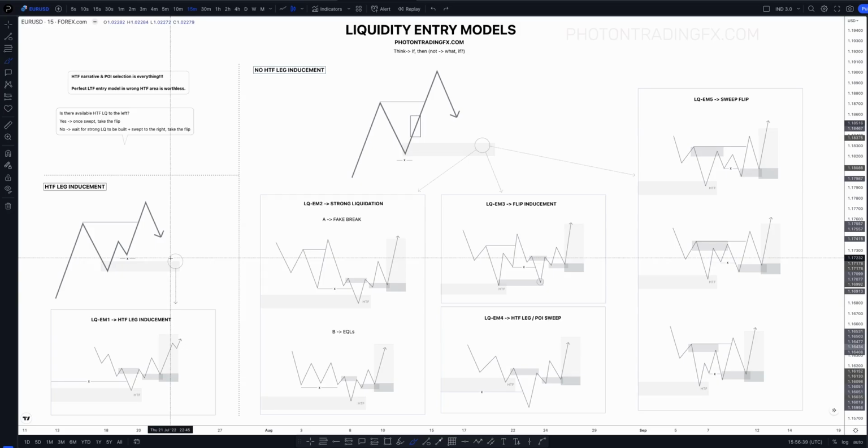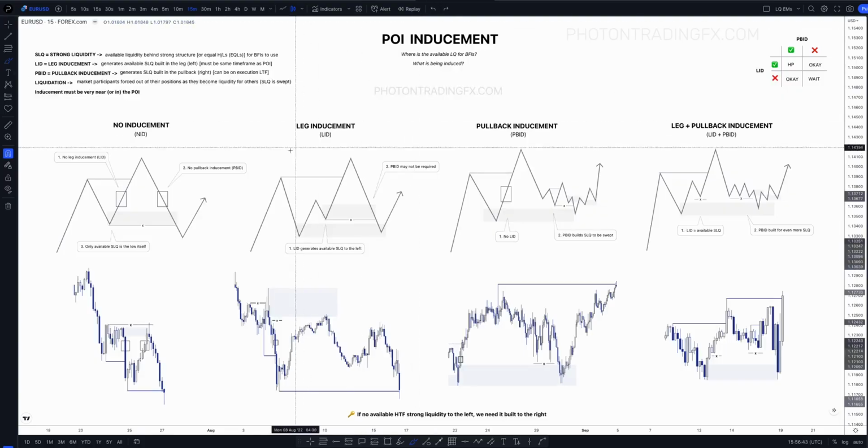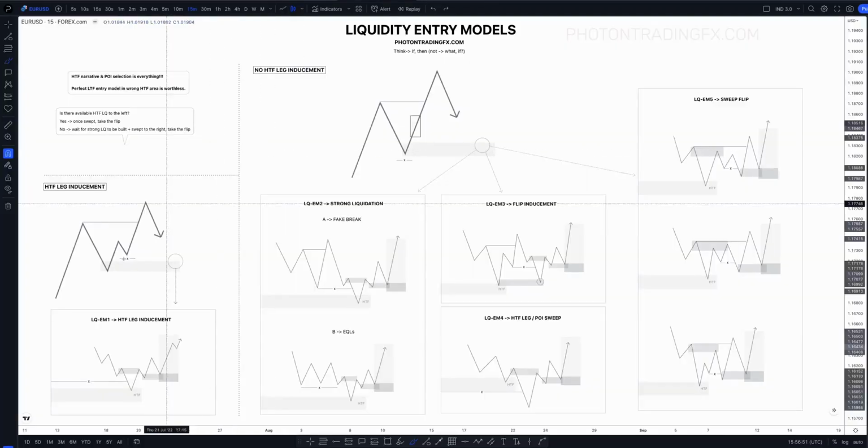So in that scenario, if we have inducement back here, you may not need to wait for pullback inducement. Some of you might always want both, but this is just a scenario in which you might not need to wait. So that's the liquidity entry model one that we can look at.